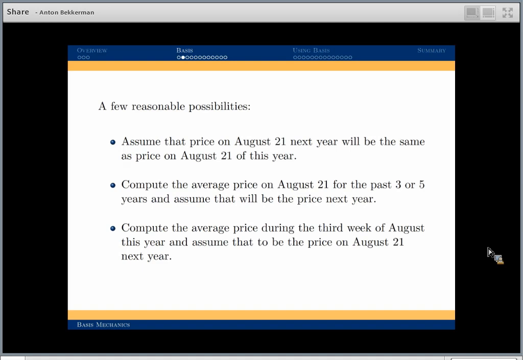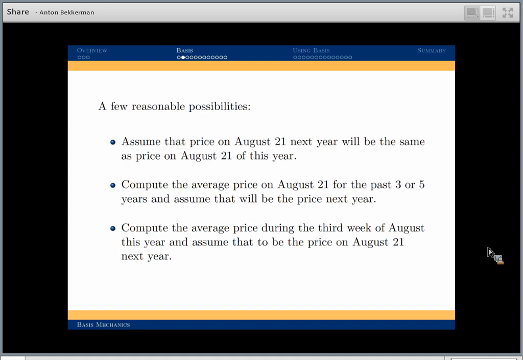Well, here are a few reasonable possibilities. As I was putting this talk together, I tried to think about what I would have answered 10 or 12 years ago when I really started to get into research in agricultural economics. One thing you can do is very simple: look at what the August 21st price is today and say that seems like a pretty reasonable price for August 21st of next year. Seems pretty easy, pretty straightforward. Of course, that would assume that nothing happens between this year's August 21st and next year's August 21st to affect that price. You guys know about agricultural markets.